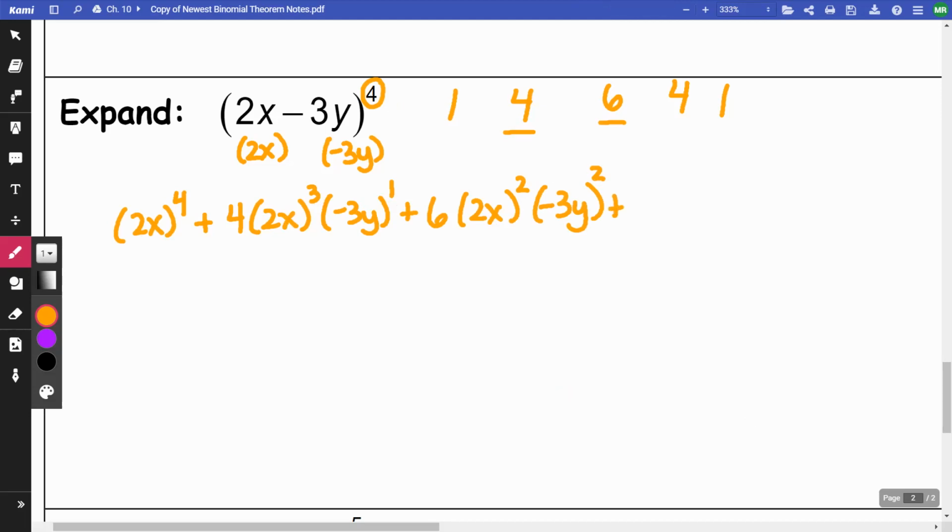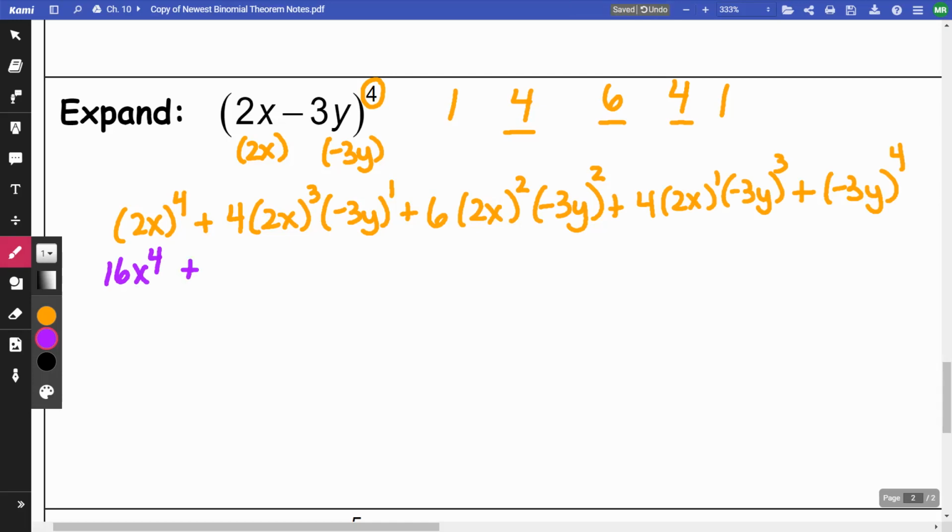Okay, plus, now I'm going to deal with this 4. My 2x is going to be to the first, and my negative 3y is going to be to the third, because again, those two exponents have to add to 4. Plus, and in this case, this is going to be negative 3y to the fourth. So when I'm doing this, this is going to be 2 to the fourth, which is 16x to the fourth.